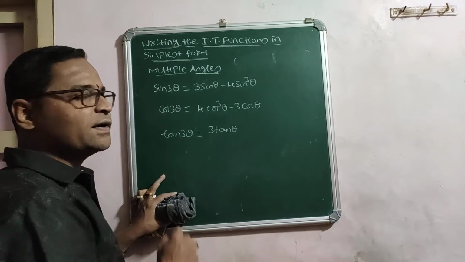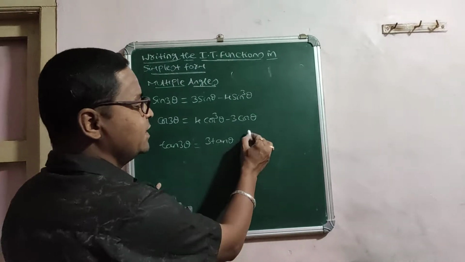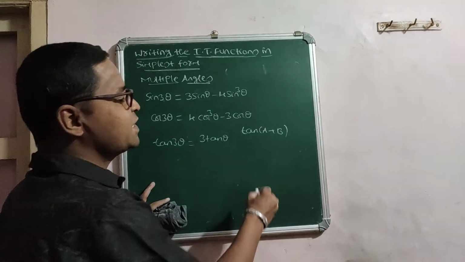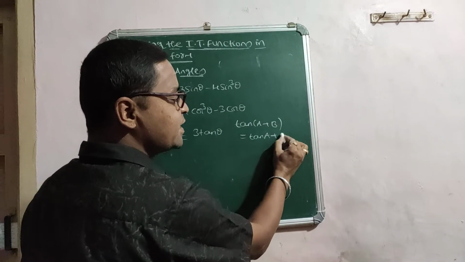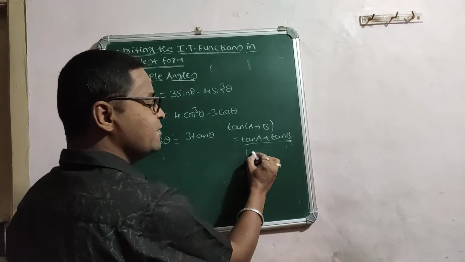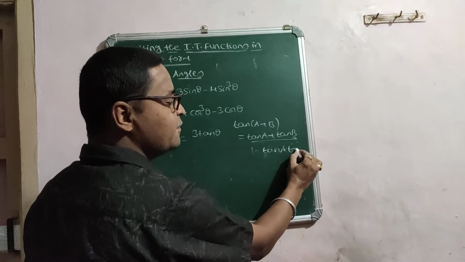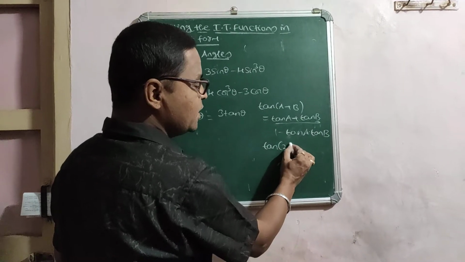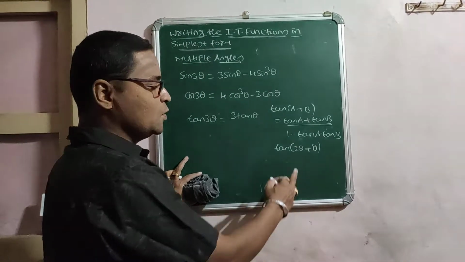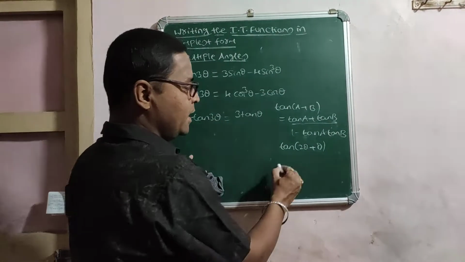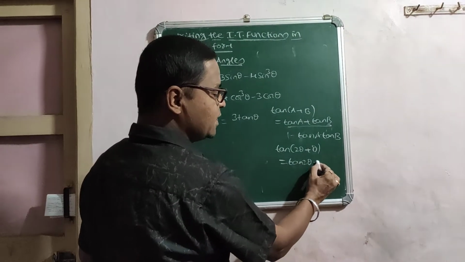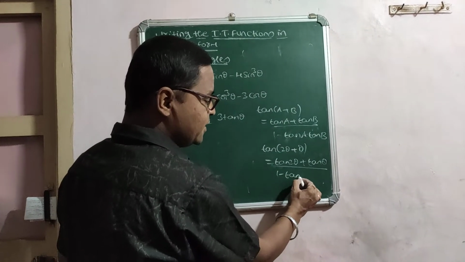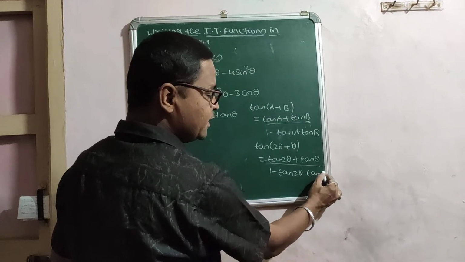Suppose you don't know the formula for tan 3 theta, write the given term in this format: tan of a plus b, which is tan a plus tan b divided by 1 minus tan a into tan b. Now I write this term 3 theta as 2 theta plus theta. So 2 theta plus theta will be 3 theta, and I write this term as tan 2 theta plus tan of theta whole divided by 1 minus tan 2 theta into tan of theta.